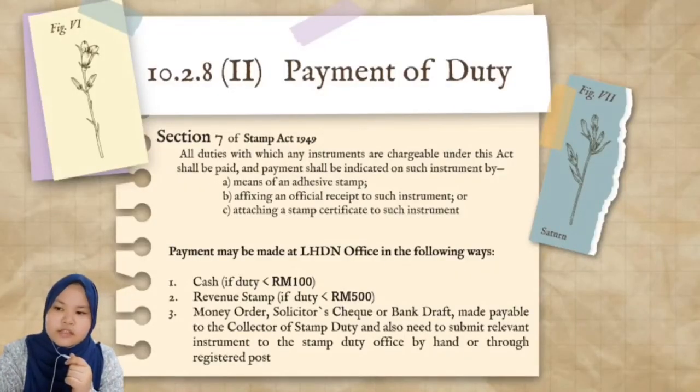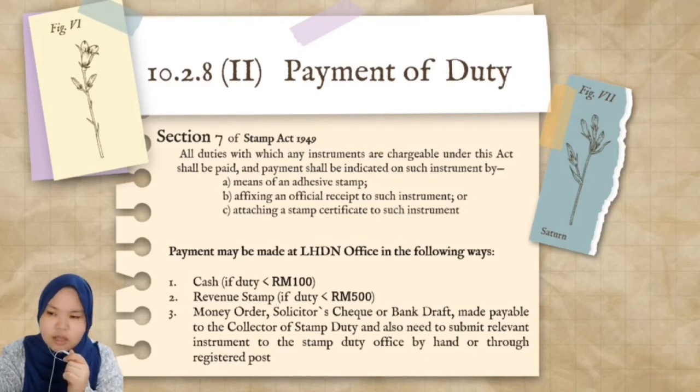The next part is about the payment of the duty. According to Section 7 of Stamp Act 1949, all duties which any instrument is chargeable under this Act shall be paid, and the payment shall be indicated on such instrument by A. means of an adhesive stamp, B. affixing an official stamp to such instrument, or attaching a stamp certificate to such instrument.